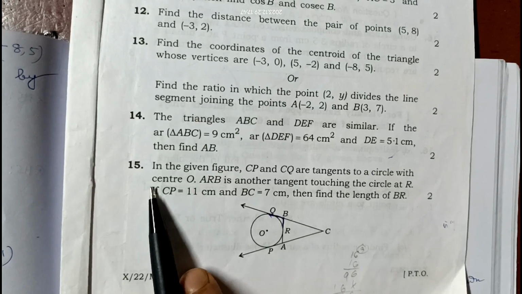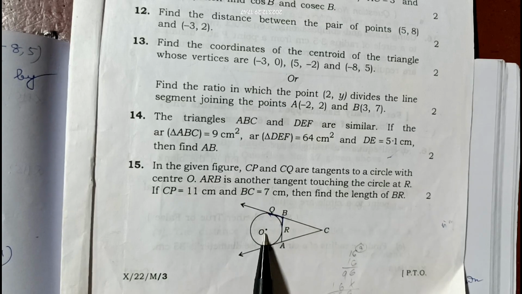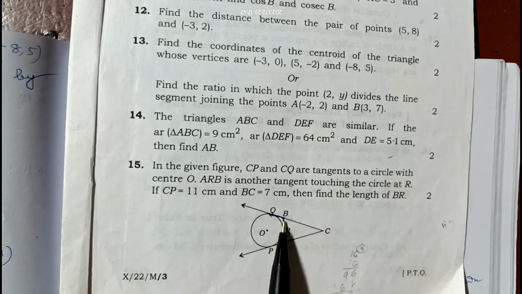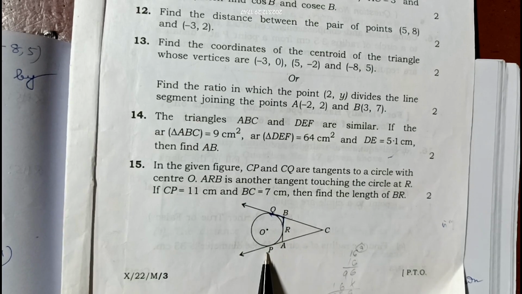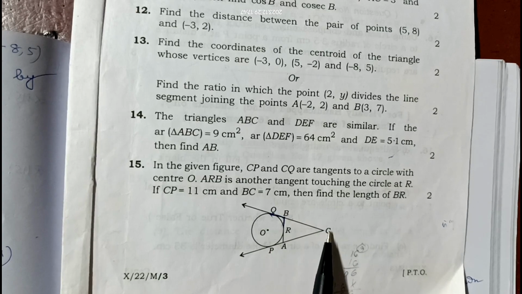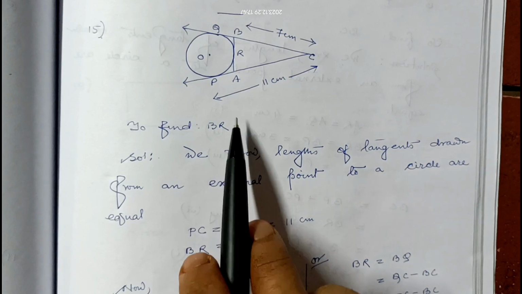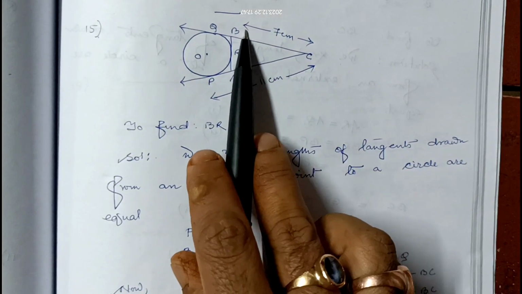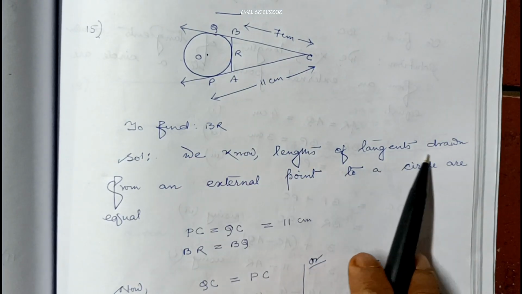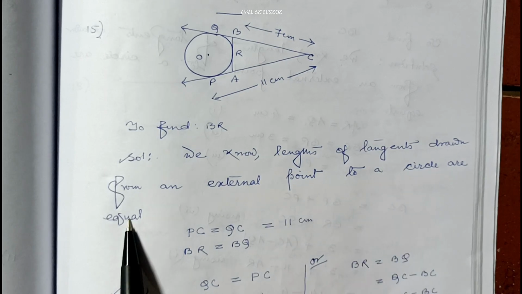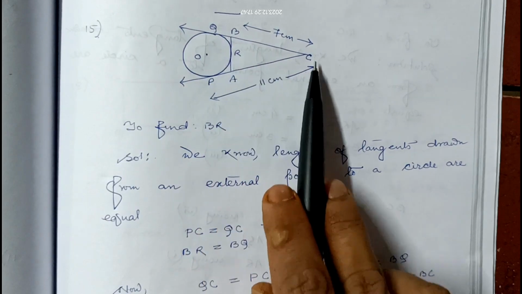In question number 15, it is given that in the given figure, CP and CQ are tangents to a circle with center O. ARB is another tangent touching the circle at R. If CP is 11 centimeter and BC is 7 centimeter, then we have to find the length of BR. In this sum, this length is 11 centimeter, this part is 7 centimeter, and we have to calculate BR. Now we know lengths of tangents drawn from an external point to a circle are equal. So PC will be equal to QC. If PC is 11, QC also will be 11.